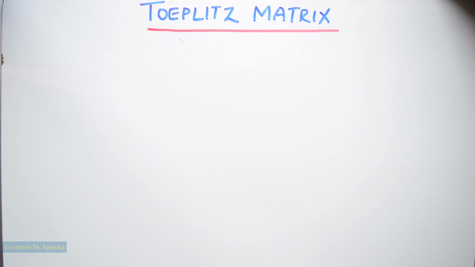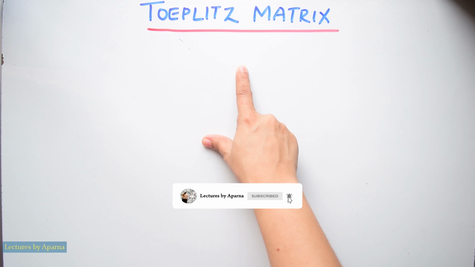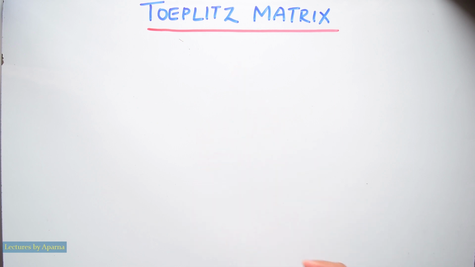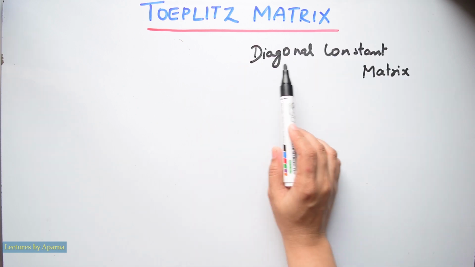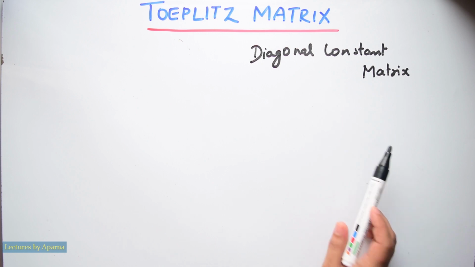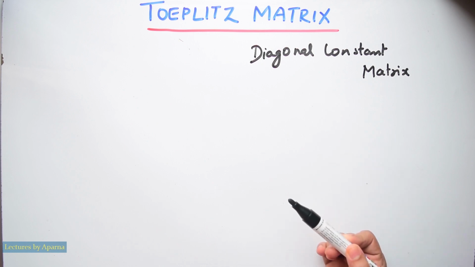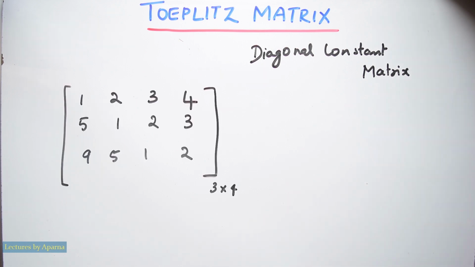In today's video, we will discuss three matrices: Toeplitz matrix, Circulant matrix and Hankel matrix. Another name for Toeplitz matrix is diagonal constant matrix. I will show an example for Toeplitz matrix. This is a Toeplitz matrix.